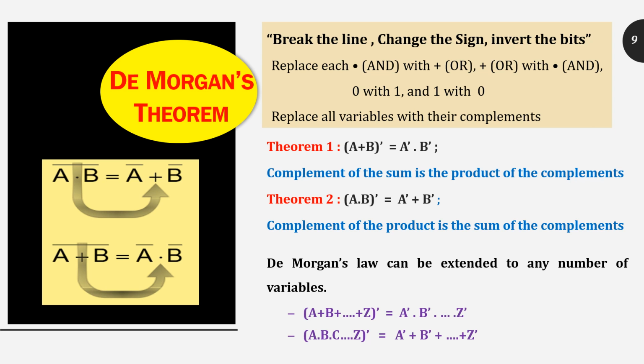Okay. De Morgan's law can be extended to any number of variables. For example, A plus B plus etc. plus Z the whole bar is equal to A bar into B bar into etc. Z bar. Break the line and change the sign. Similarly, A into B into C etc. Z the whole bar is equal to A bar plus B bar plus etc. Z bar. That is, break the line and change the sign. Replace all the variables with their complements.